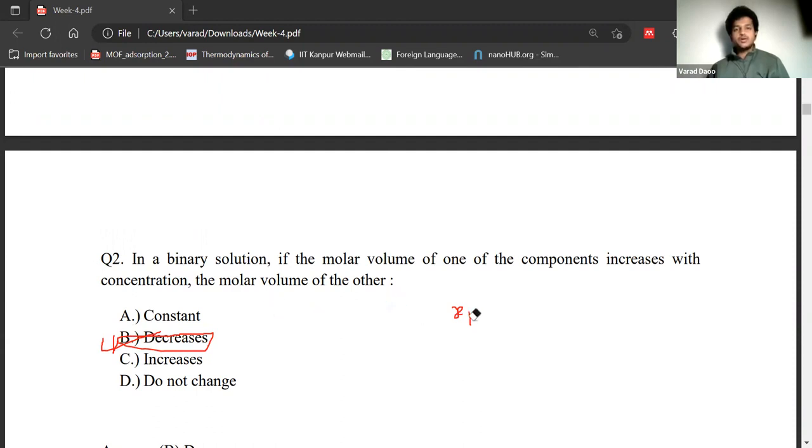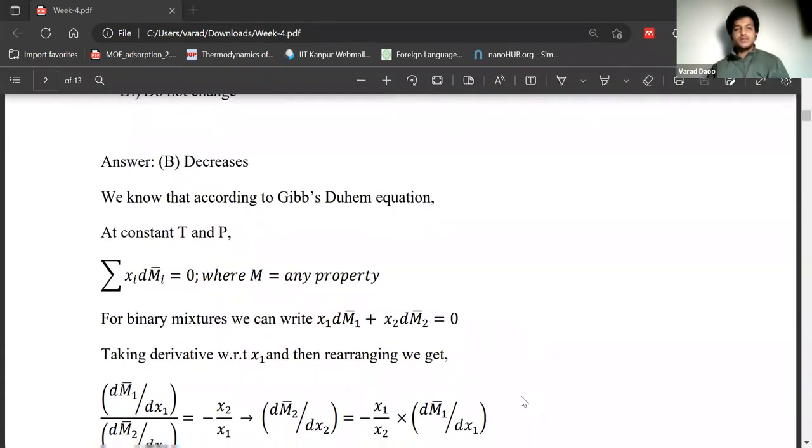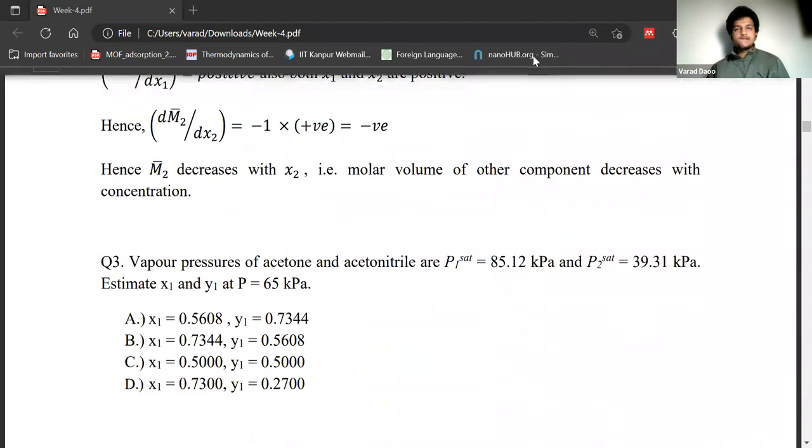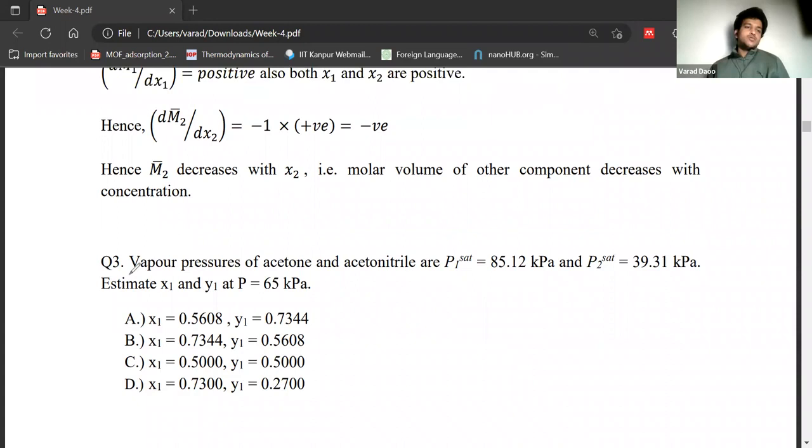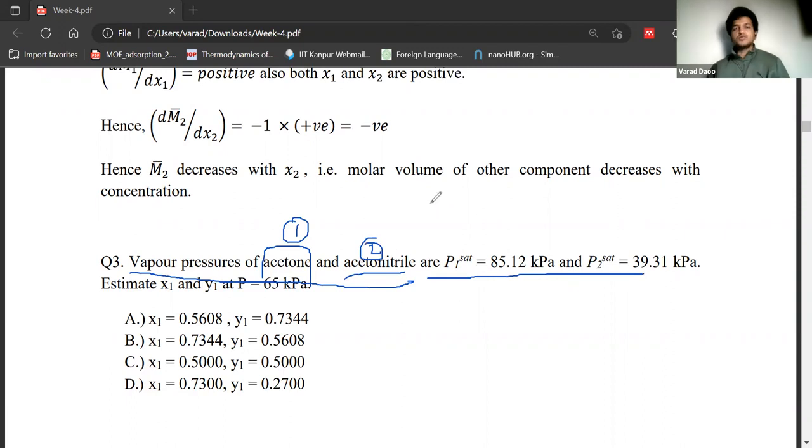I hear no questions, so I assume that the concept is clear to everyone, and we'll move on to the next question. So this is the next question. What are we given? We are given the vapor pressure of acetone and acetonitrile. Acetone is component 1 and acetonitrile is component 2. The vapor pressure of acetone is 85.12 kilopascal and the vapor pressure of acetonitrile is 39.31 kilopascal.